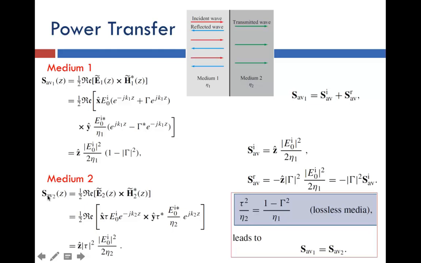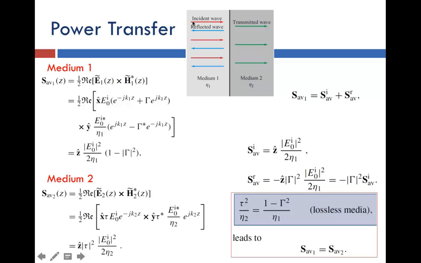Now if we look in medium 2, we can do the same exact calculation and get this expression: tau squared magnitude of E incident squared over 2 eta 2. Because we know that tau squared over eta 2 is equal to 1 minus gamma squared over eta 1, that tells us that the average power in medium 1 is the same as the average power in medium 2.